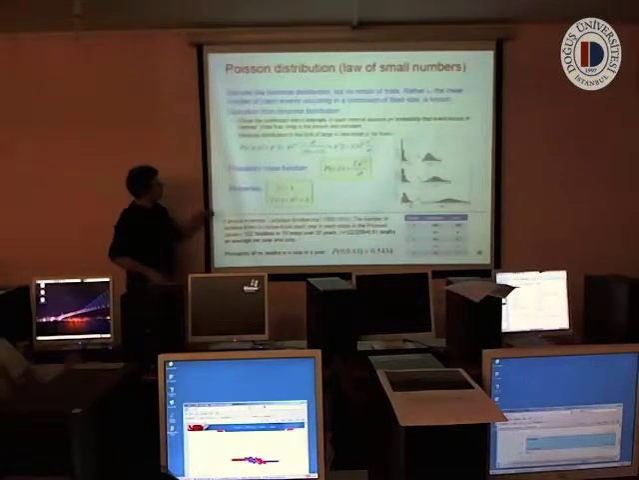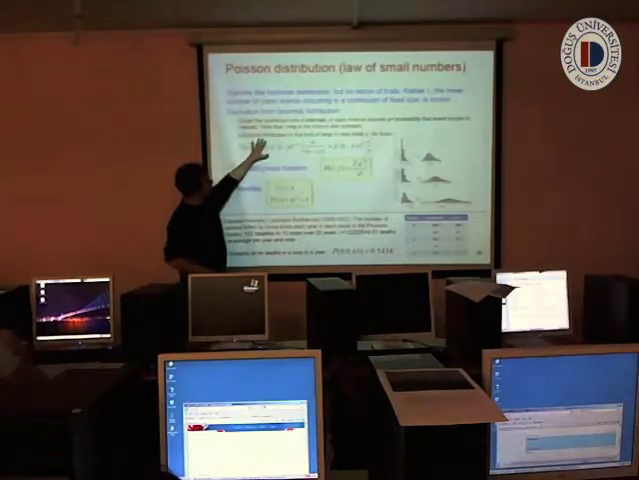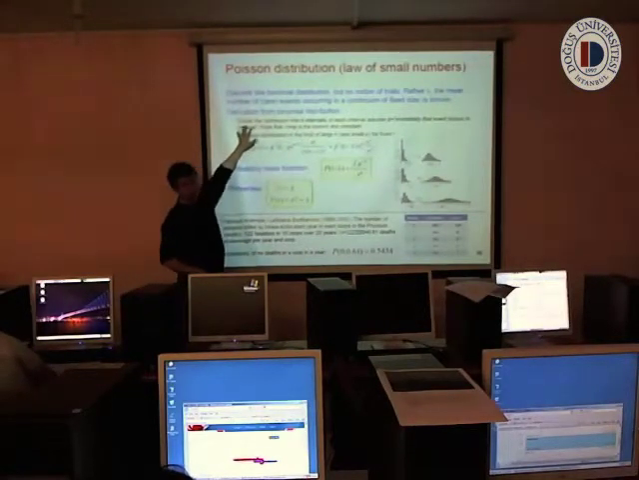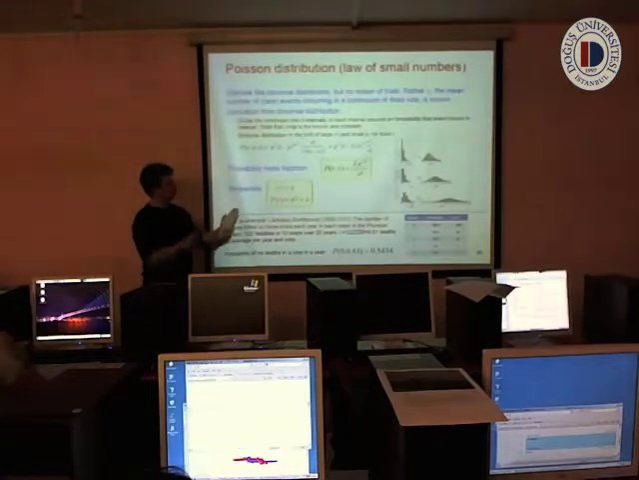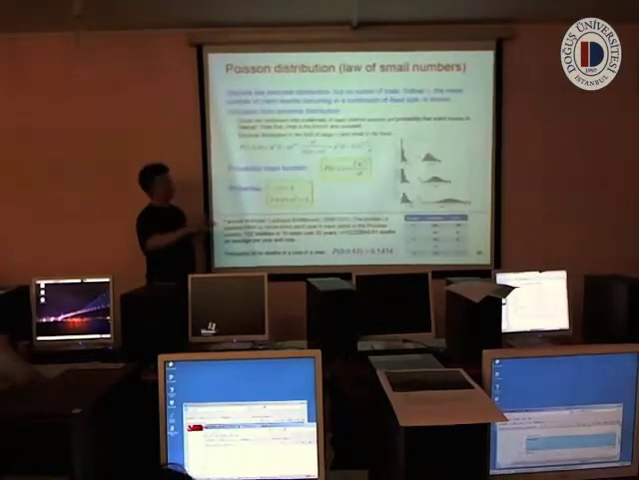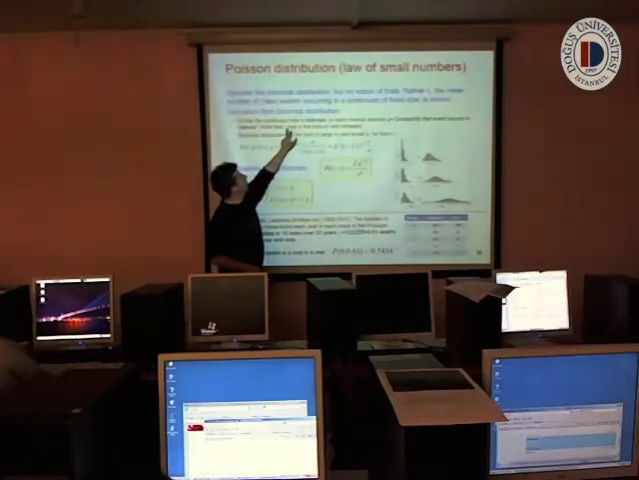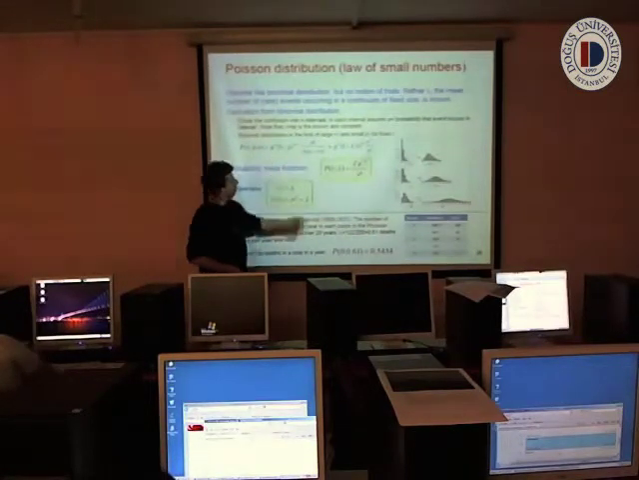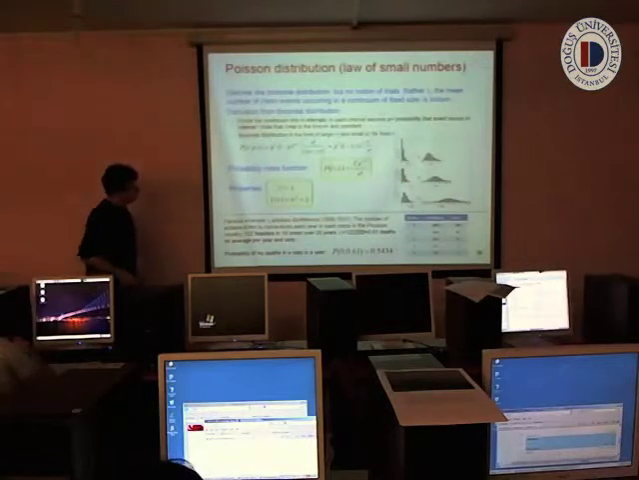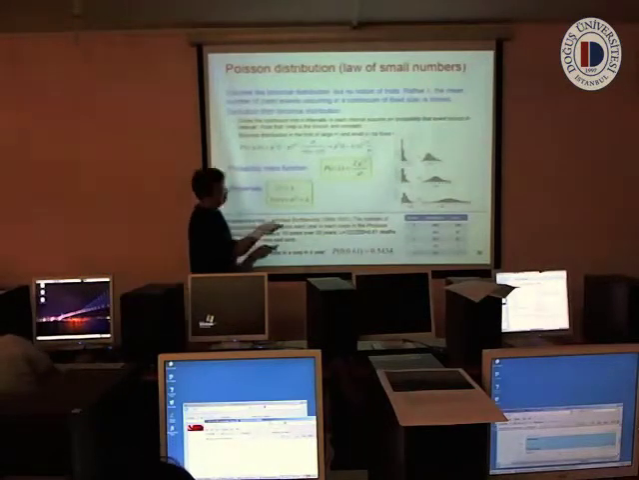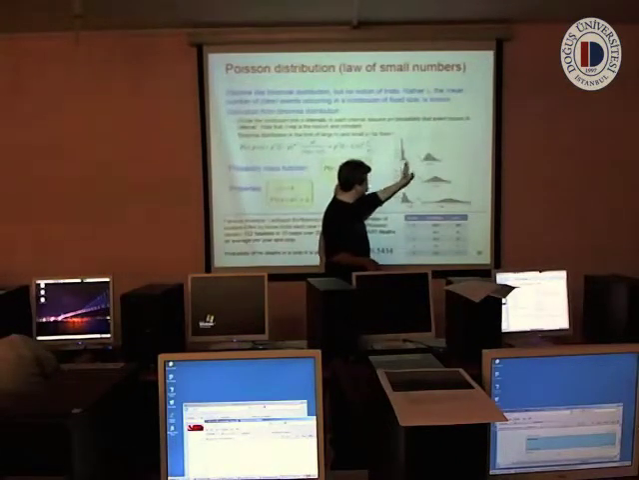So in that sense, the binomial distribution turns into a Poisson distribution if you go to small probabilities and a large number of trials, such that the number of trials times the probability is a constant. And so maybe you can see this here.